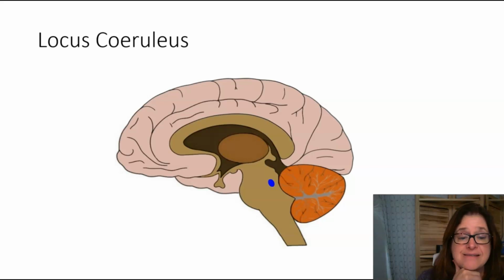It has an effect on sleep. So lots of different ways, but the noradrenergic neurons originate from this area of the brain, the locus coeruleus.